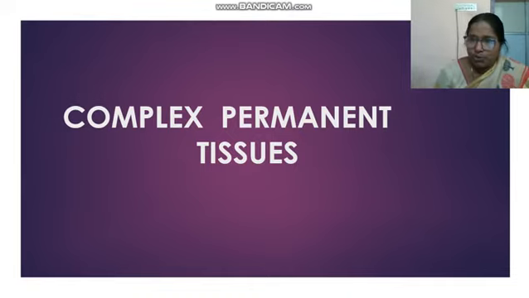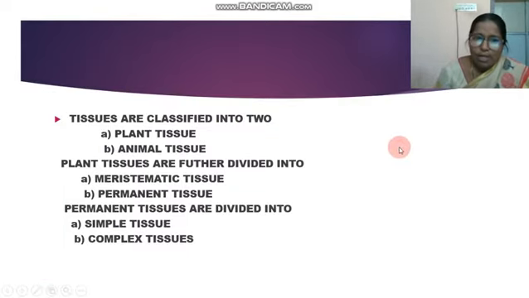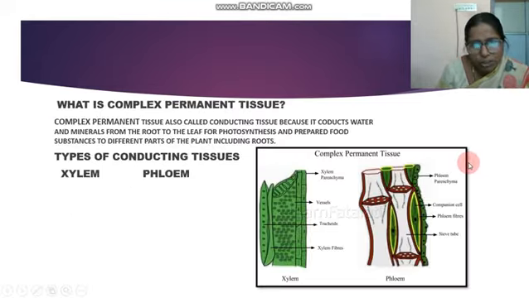Yes, tissues. What is a tissue? A tissue is a group of cells performing a specific function. Now let us classify tissues. Tissues are broadly classified into two, plant tissue and animal tissue. Plant tissues are further divided into meristematic tissue and permanent tissue. Permanent tissues are divided into simple permanent and complex permanent.